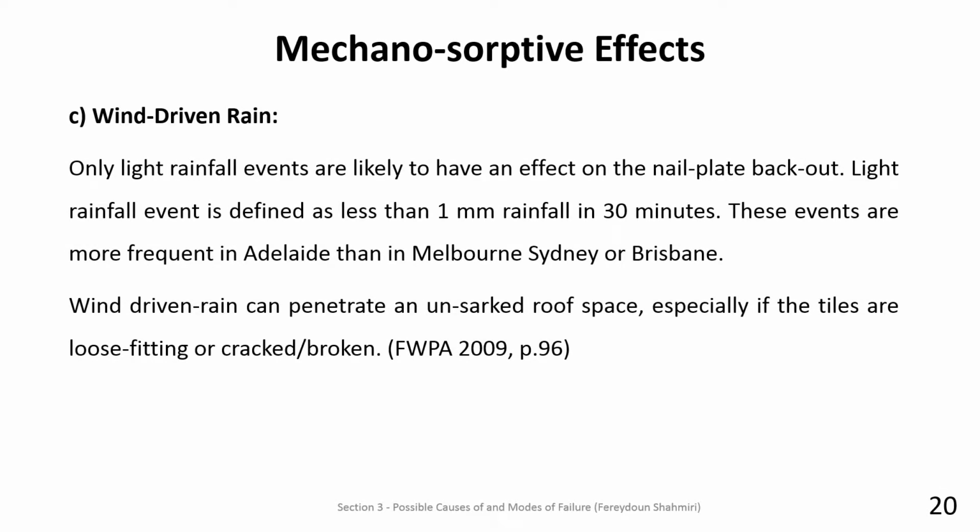Wind-driven rain. Only light rainfall events are likely to have an effect on the nail plate backout. A light rainfall event is defined as less than 1 mm rainfall in 30 minutes. These events are more frequent in Adelaide than in Melbourne, Sydney, or Brisbane. Wind-driven rain can penetrate an unsarked roof space, especially if the tiles are loose-fitting or cracked or broken.